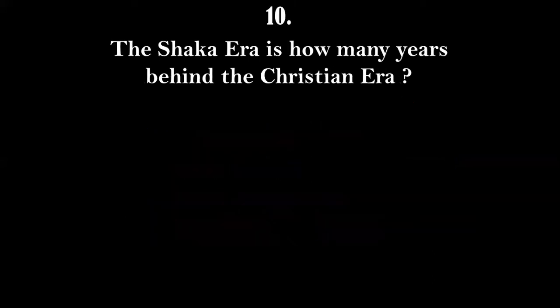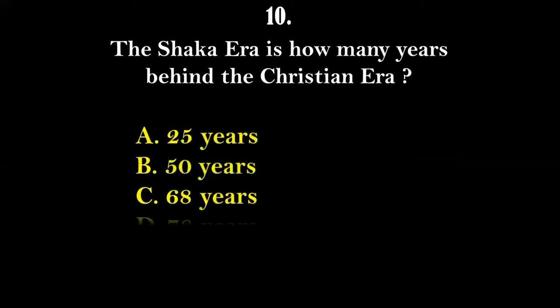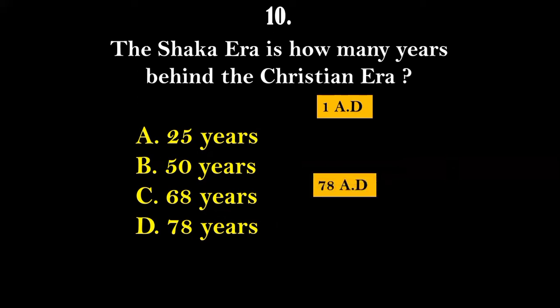Next, question number 10. The Shaka Era is how many years behind the Christian era? Options given here are 25 years, 50 years, 68 years, or 78 years. Now we should keep in mind that the Christian era starts from 1 AD, right from the birth of Jesus Christ, and the Shaka era, like we have just done in the last slide, was established by Kanishka in the year 78 AD. So if you count back the years from 78 AD to 1 AD with the birth of Christ, starting the Christian era, then the difference will be 78. So the right answer for this will be option number D, that is 78 years. The Shaka era is 78 years behind the Christian era.